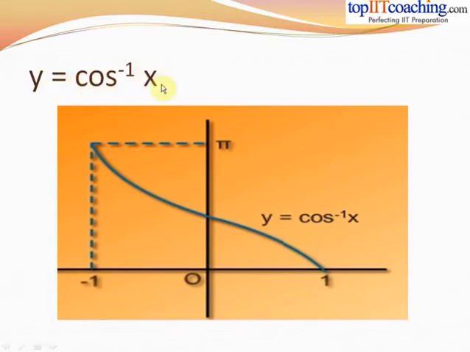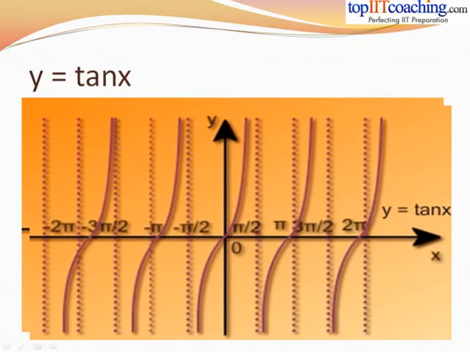Once again, we take the reflection of cos x about the line y equal to x to get the graph of y equal to cos inverse x. Now the domain of this is -1 to 1, and the range is from 0 to π. Once again, the domain is from -1 to 1, and the range is from 0 to π. The next is y equal to tan x.